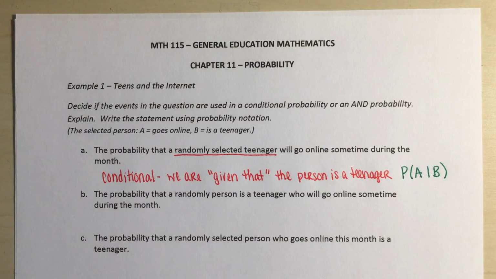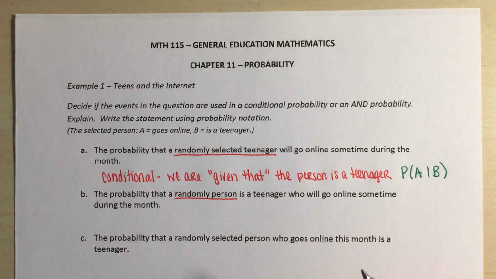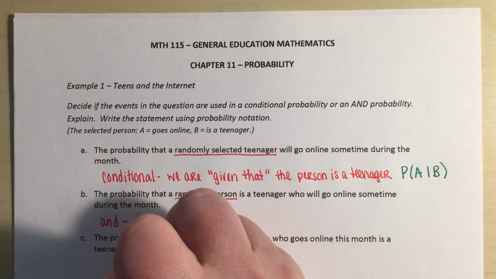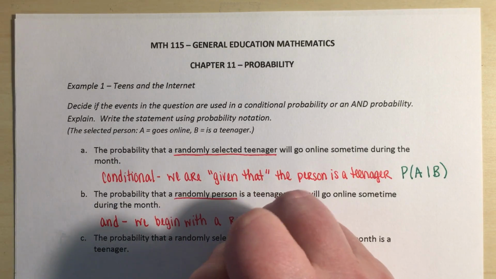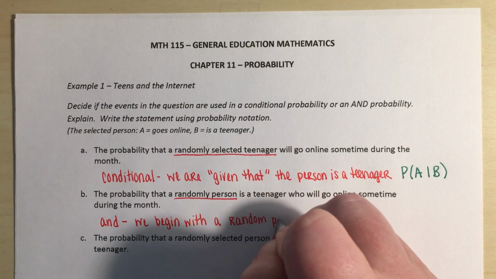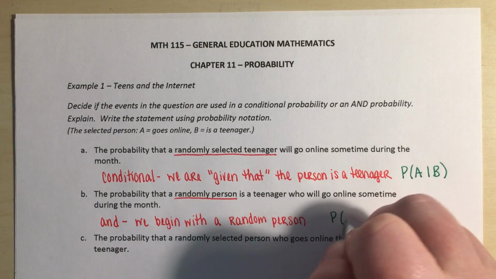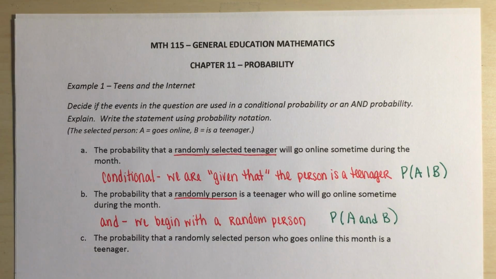For example B, the probability that a randomly selected person is a teenager who will go online. In this case, we are looking at a random person. We are starting with our whole pool of people, not just one small group. So this is going to be the case of an and probability. We begin with a random person. Since we're beginning with a random person and it's an and, this would be a case of A and B. We'd be looking at our whole Venn diagram and just focusing on the middle.